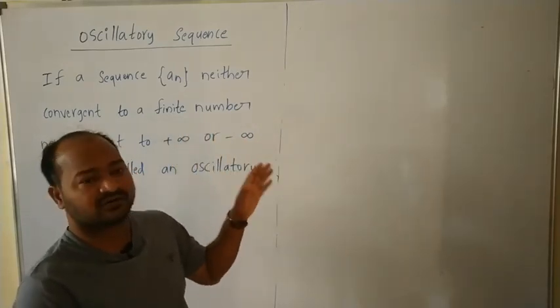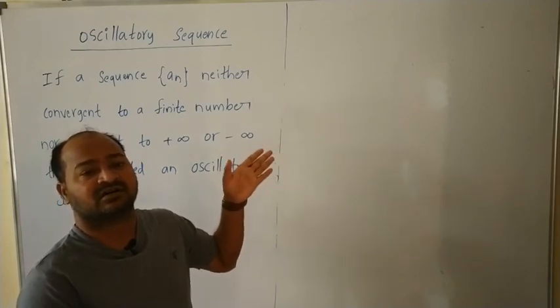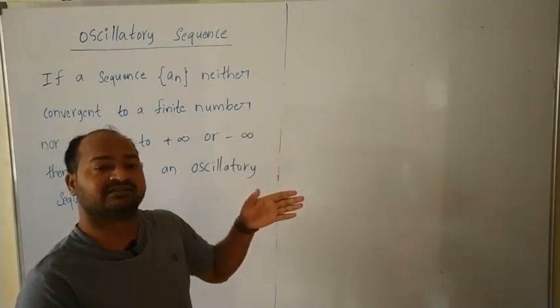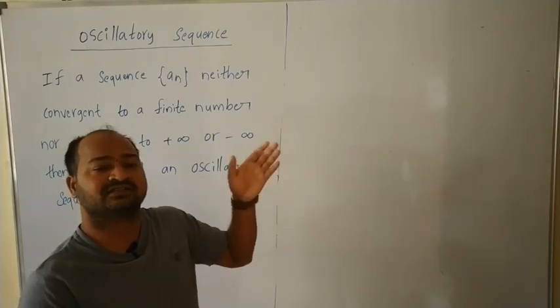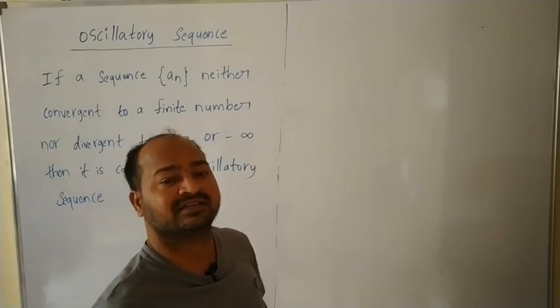Here there are two types of oscillatory sequences: the oscillate finitely sequence and the oscillate infinitely sequence. First let us discuss the oscillate finitely sequence.